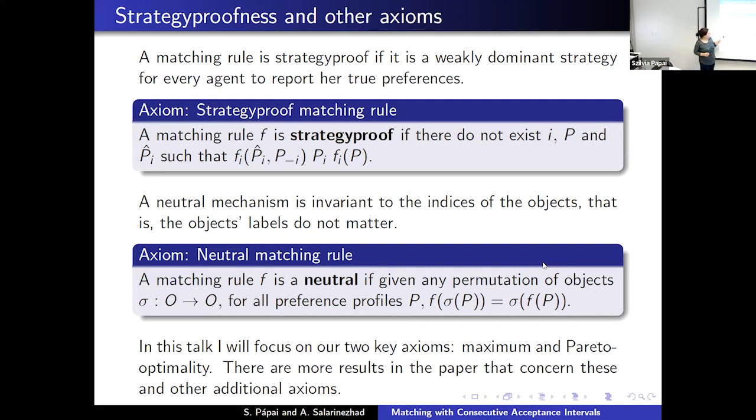Okay. And neutrality, again, I'm not going to work with this a lot, but just for motivation. A matching rule is neutral if it treats the objects symmetrically. So the object labels do not matter.